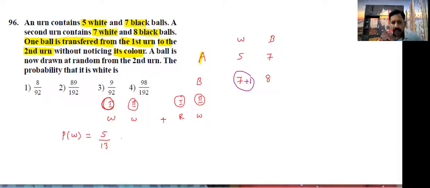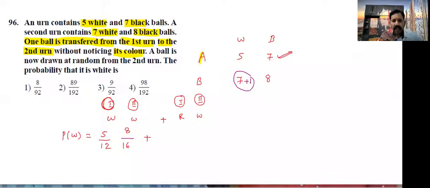In the second bag, now in total, how many balls are there? There are 16 balls. Out of 16, select one white color ball. This is the first case. Now, second case, again go to the starting.